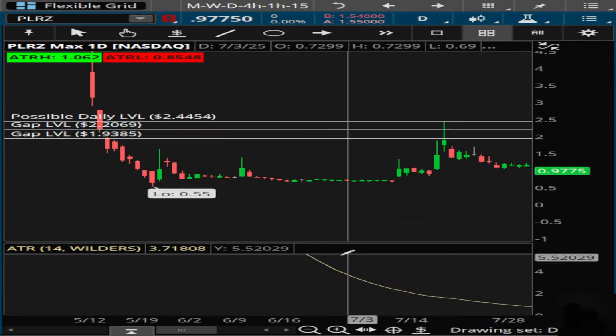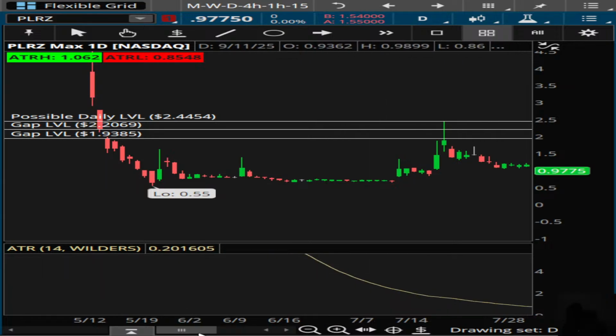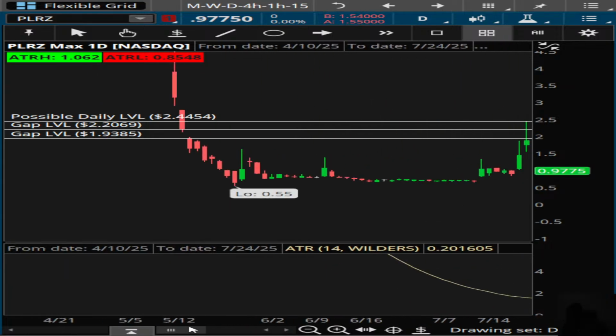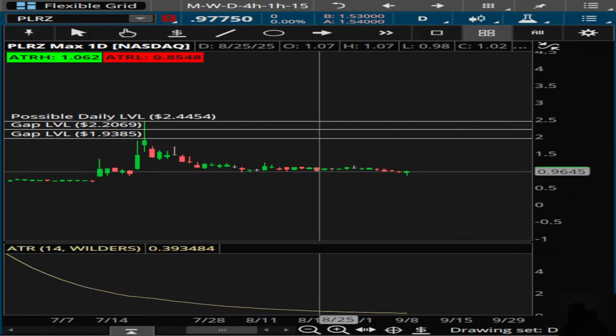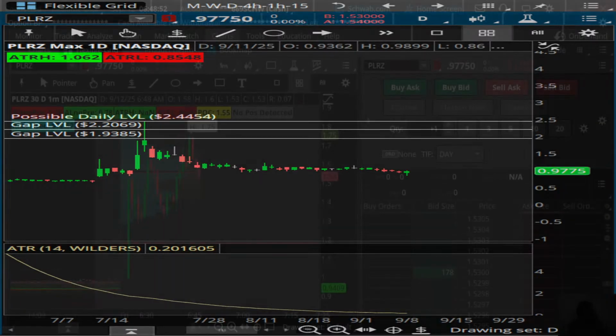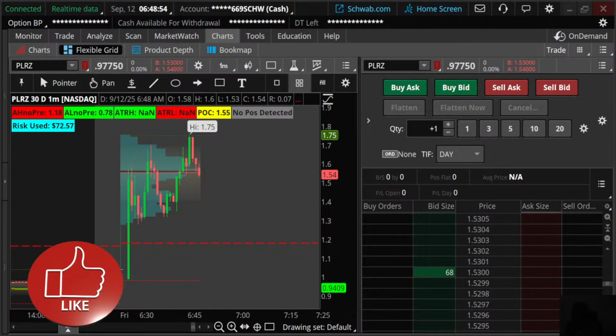Okay, so those are the levels that I see that are kind of obvious. If we go back any more, it's nothing. So yeah, that's about it. All right, we'll see how that plays. It is number 2 on the day in volume.